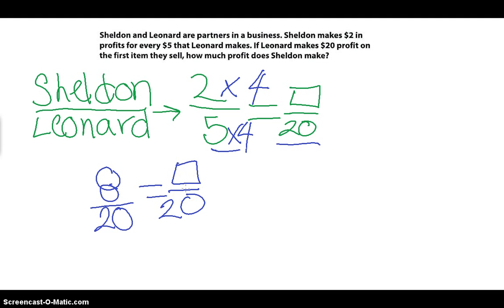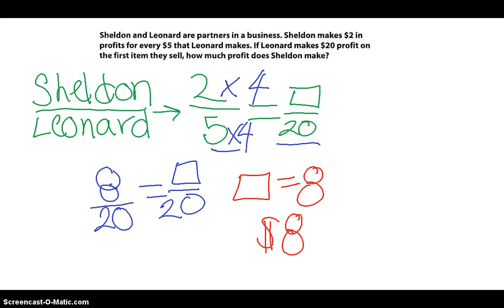So, proportions are equivalent, so they have to be equal. Well, if my 20 on bottom here is equal, then my tops have to be equal also. Therefore, my box equals 8. So, if Leonard makes $20 in profit on the first item they sell, Sheldon makes $8. So see, proportions are easy. You just have to make sure everything is lined up.